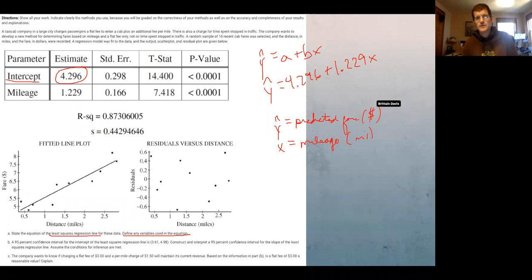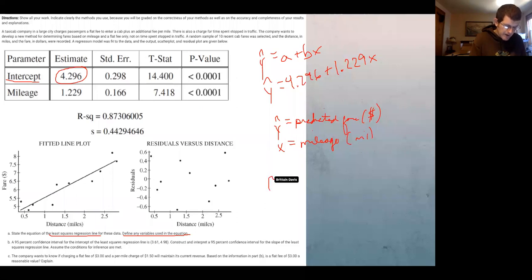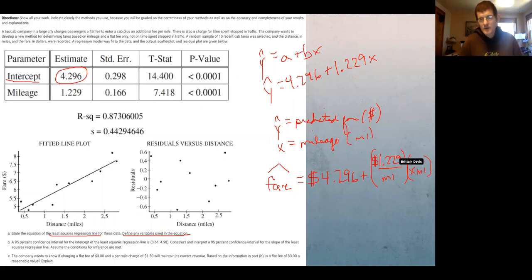Now I could do that. I could also do something like this. Instead of y hat, I'm going to put fare hat equals $4.296 plus $1.229 per mile times x miles. All right, so at that point, it's kind of defined.